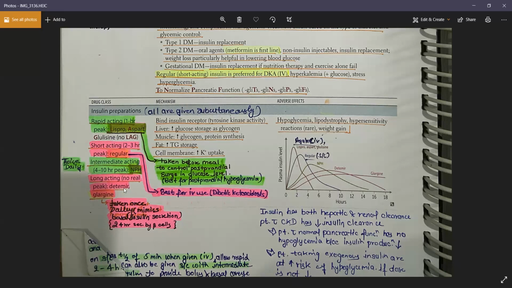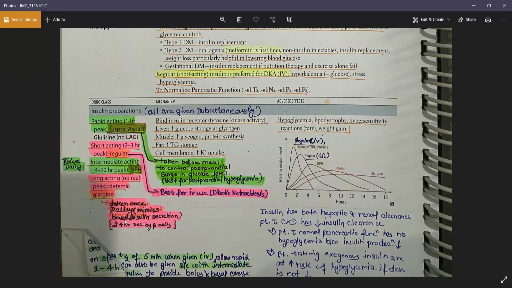So if Step 1 asks how you can mimic a normal insulin release with these therapies, that would be to give the patient the rapid-acting ones, lispro, aspart, glulisine, just before the food or just before the meal, and a one shot daily of the long-acting ones to mimic the basal insulin release.